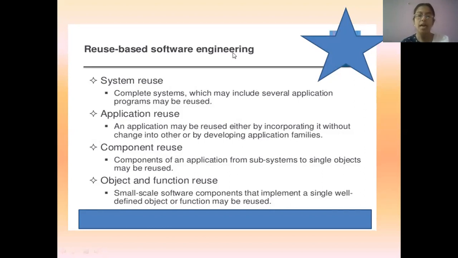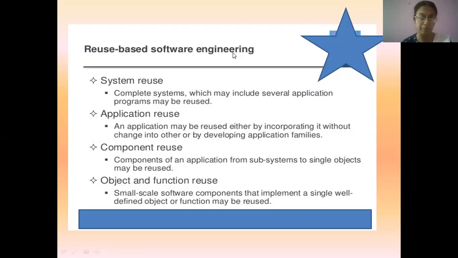Second is application reuse. An application may be reused either by incorporating it without changes into other systems or by developing application families. That means we are generally reusing our application, with a little bit of updating and editing of features. Suppose Microsoft Word 7 has a little difference, with a little addition of some features, and comes as the Microsoft Word 10 version. That is the concept of application reuse, and every time we make changes in our application by adding a few more features.